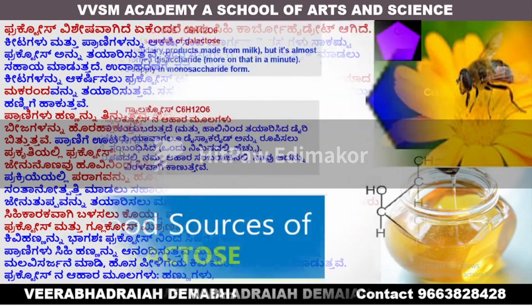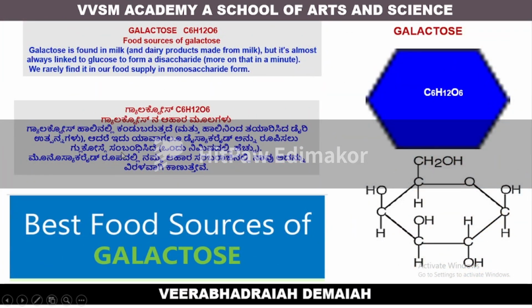Fructose is a very important thing, as I told you. Next, coming to galactose. C6H12O6 is the molecular formula. The food source of galactose is milk. Lacto means milk, and dairy products are made from milk, but galactose is almost always linked to glucose to form a disaccharide, more on that in a minute. We already find it in our food supply in monosaccharide form, the best food sources of galactose.